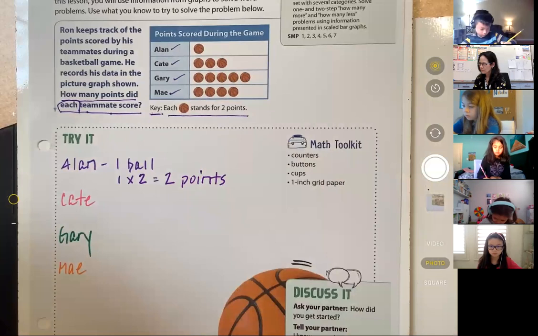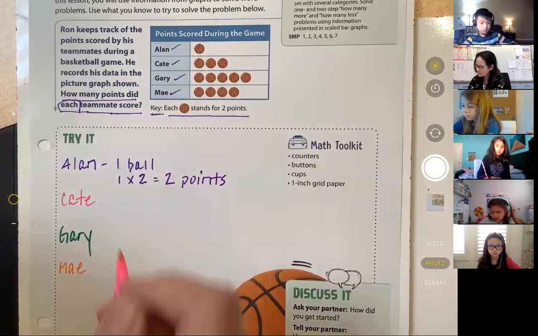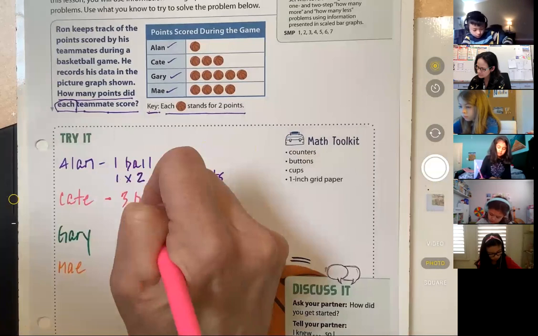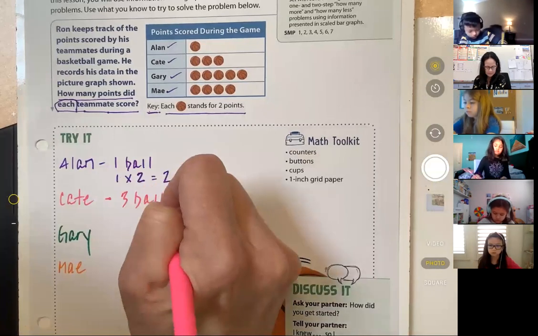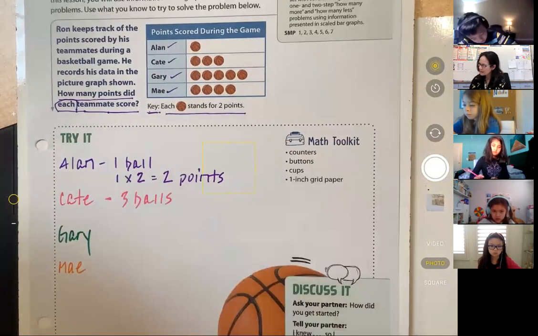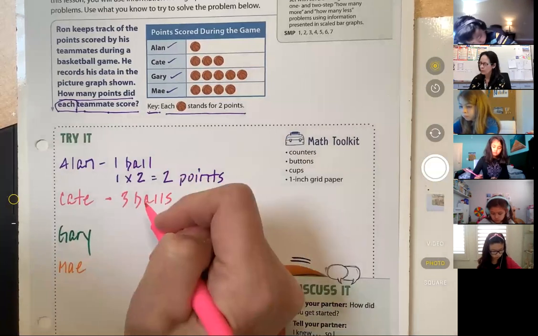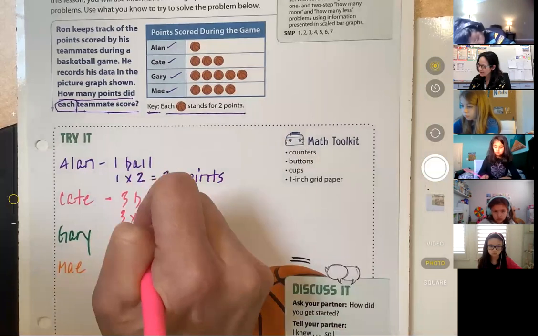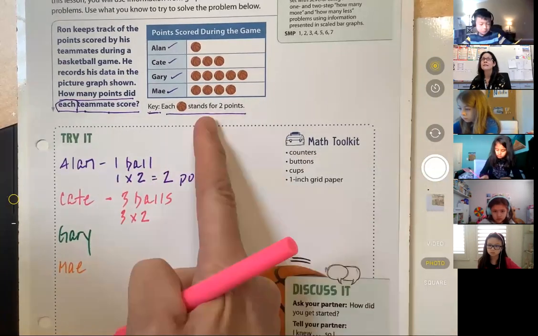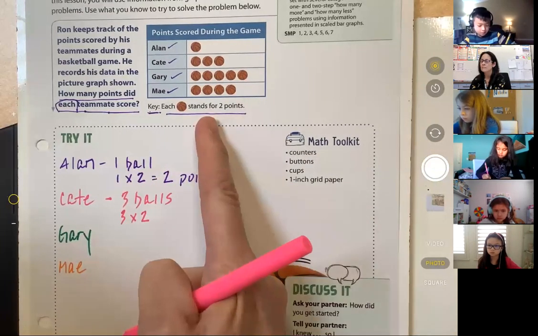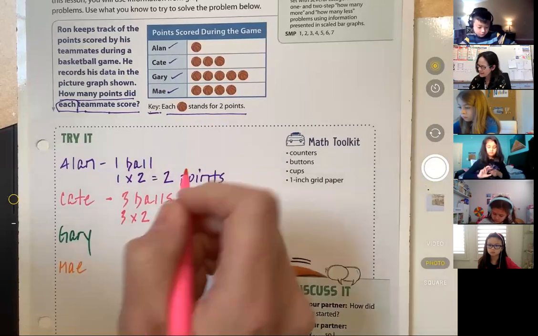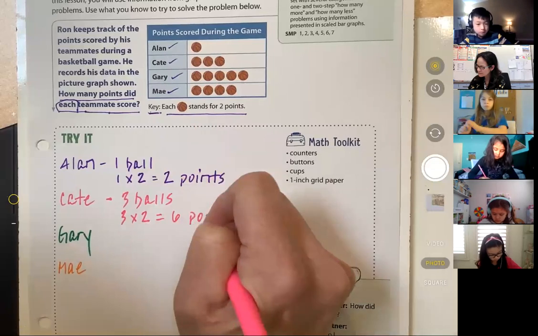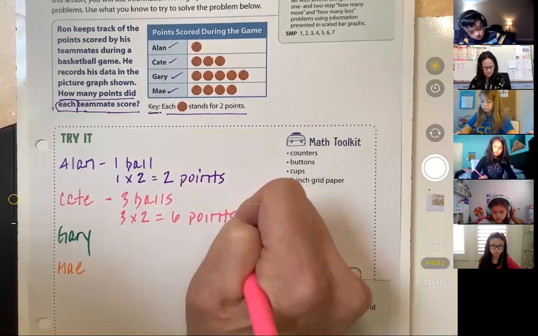Kate, well, Kate has 3 balls. Awesome. So how many points did Kate score? Well, I can take those 3 balls and multiply it by 2 points because again, each ball stands for 2 points. So Kate scored 6 points. Awesome.